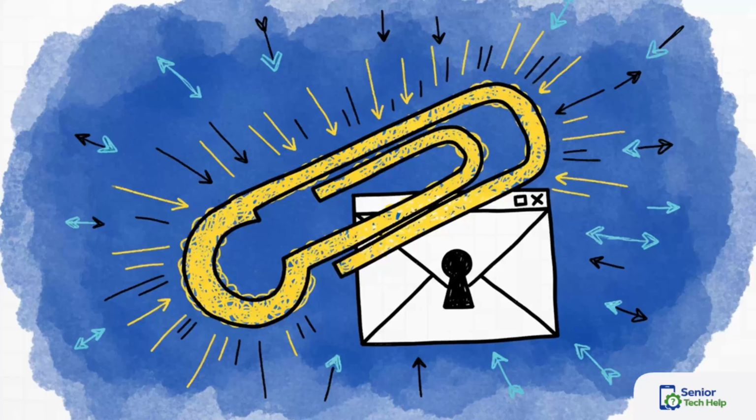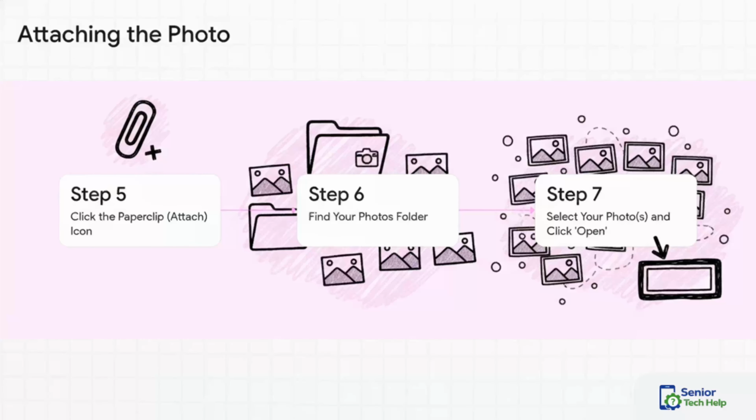Okay, now for the most important part of this whole entire process. You just need to look for one little symbol, a paperclip. That little paperclip icon is the key to attaching pretty much anything to an email. So once you see that paperclip, go ahead and click on it. A new window is going to pop up.